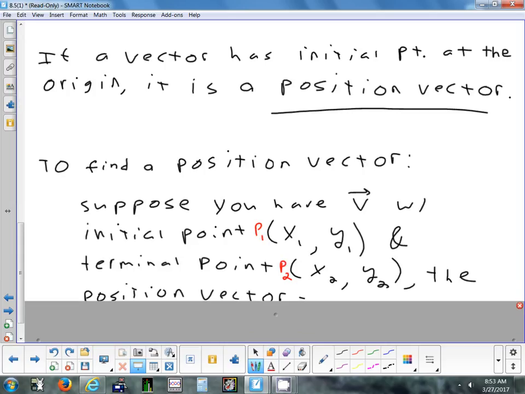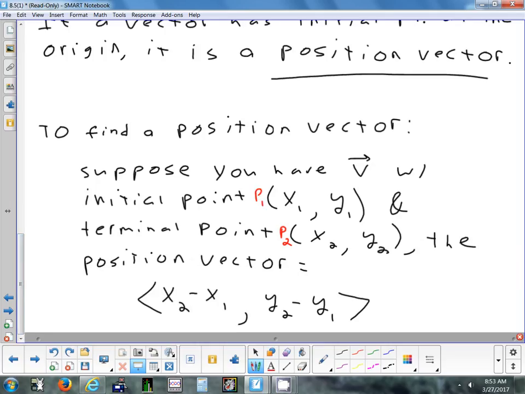Okay, so you could call them P and Q or P1 and P2, whichever one is the initial and terminal. Take the terminal coordinates, x2, minus the initial coordinate, x1. And then do the same thing for the y's. Take the terminal part of the coordinate, y2, minus the initial part, y1.